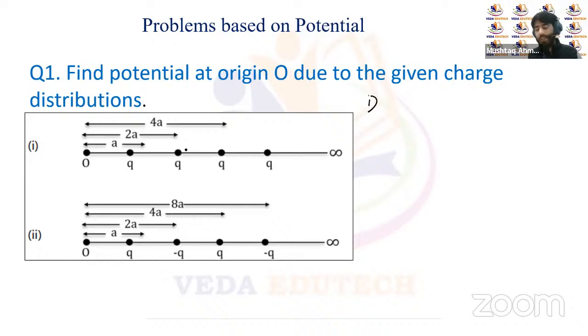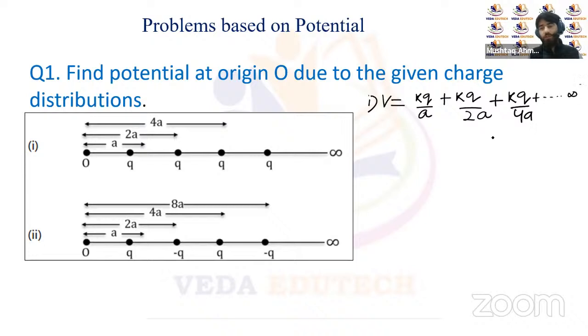We know that potential is a scalar quantity, right? And the total potential at origin O will be the sum of the individual potentials due to all these charges at point O. So we'll write the total potential due to all the individual charges. For the first charge, the potential at O will be kq upon a. For the second charge, the potential will be kq upon 2a. And for the third charge, the potential will be kq upon 4a, and so on up to infinity. So this goes to an infinite number of terms, right?